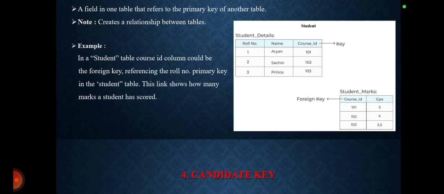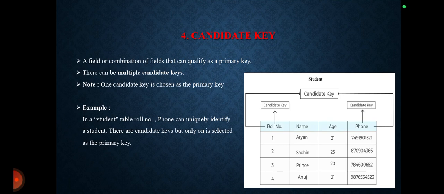Next is candidate key. A candidate key is a field or a combination of fields that can uniquely identify each record in a table. There can be multiple candidate keys, but only one of them is selected as the primary key. Here is one example. In a student table, both roll number and phone number can uniquely identify a student. So these are candidate keys, but we choose only one, say roll number, as the primary key.